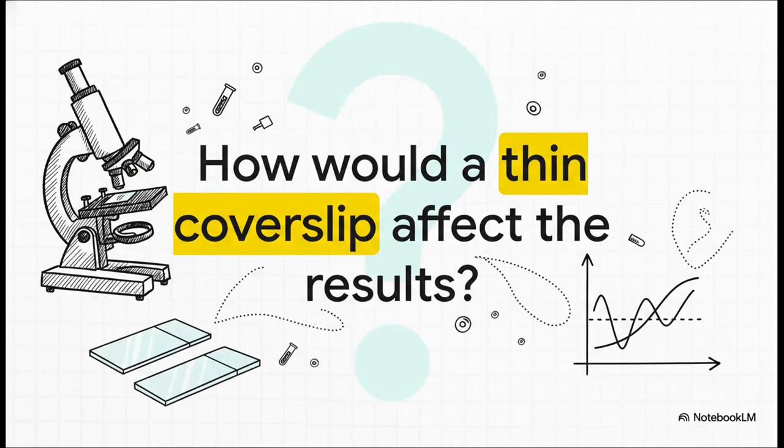And for our final question, it's a classic what-if scenario. What if the scientist made a mistake? What if they used a thin cover slip that got pulled down by the water? How would that one little error completely throw off the final result?